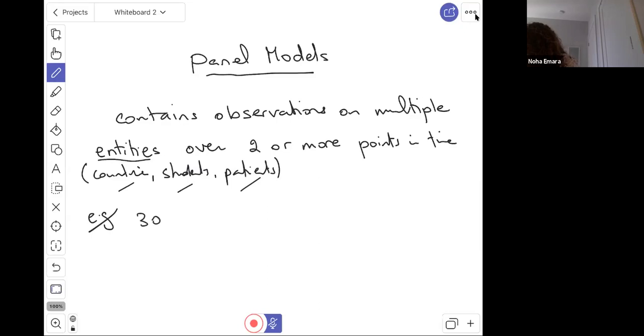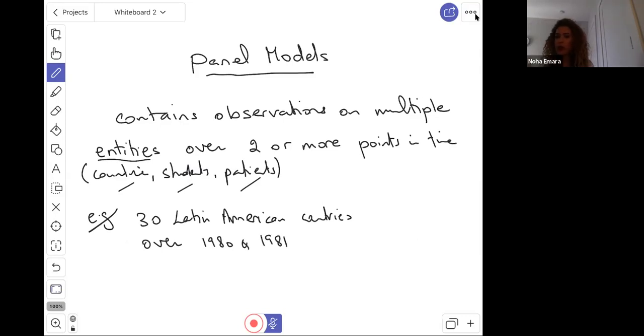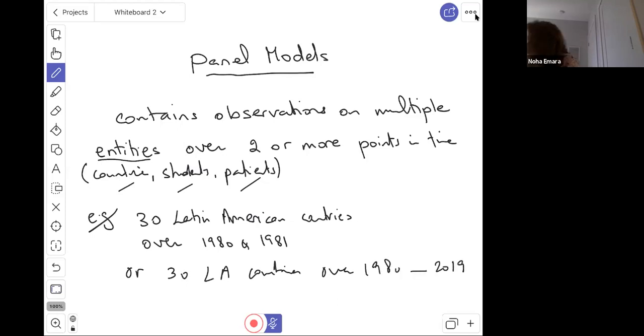So let's say, for example, 30 Latin American countries over the period of 1980 and 1981, okay? So here I have two periods. Despite the fact I have just two periods, I consider this a panel model. Or I can also have the 30 Latin American countries over the period from 1980 to 2019, okay? So I have a longer period of time.